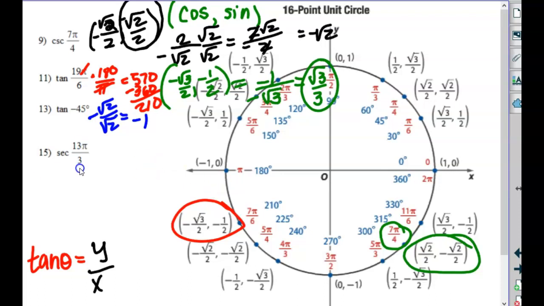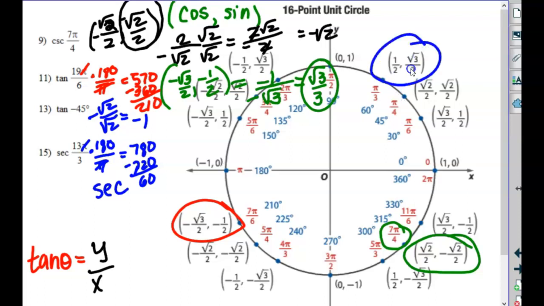Secant at 13 pi over 3. Can someone do times 180 divided by pi? That would be 13 times 180 divided by 3, 780. If you take off 2 circles, you're down to 60. So it's really the secant of 60. So at this ordered pair, the secant flips over which one? Cosine, so it becomes 2 over 1, or 2. How are we doing? More?